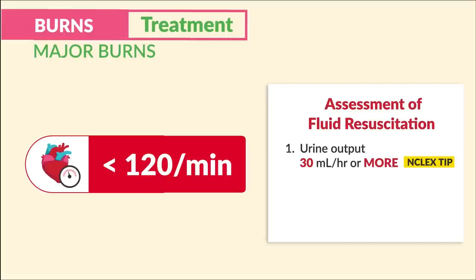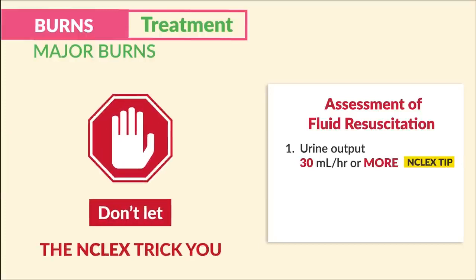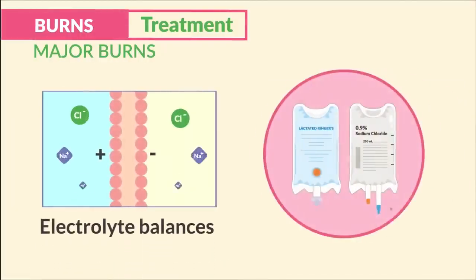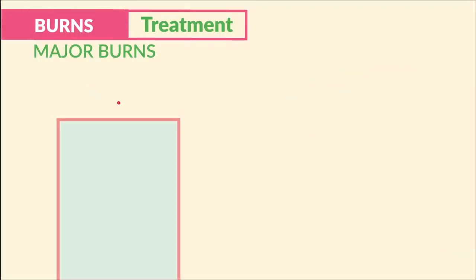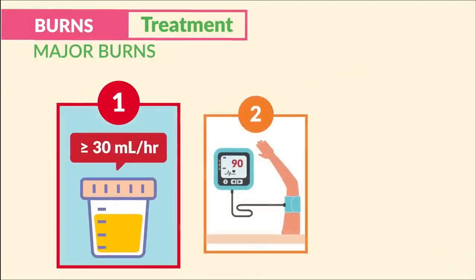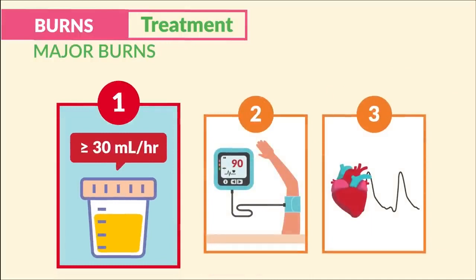So I'd recommend pausing your screen and jotting these down. These were the most tested for fluid resuscitation. So don't let the NCLEX trick you here. Electrolyte balance is not the best indicator of fluid resuscitation. It's always urine output, then BP, and then heart rate, the top three there.